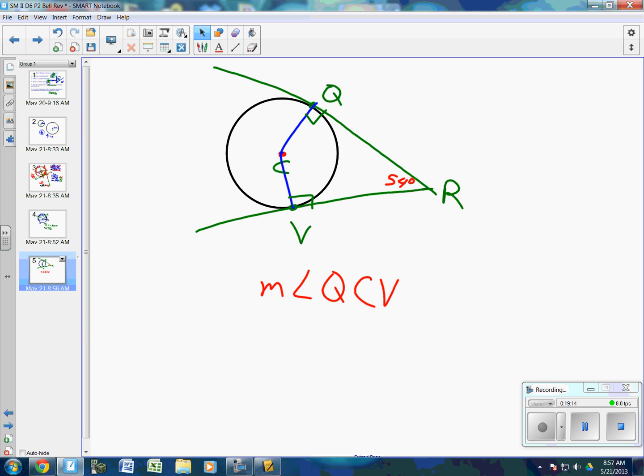Measure of angle QCV. Okay, Braden, what do you think? Oh, okay, I thought you were raising your hand. Okay, Alex, 126. Why? Remember, a circumscribed angle and a central angle are going to be supplementary if they intercept the same arc, right? Which they do. They intercept arc VQ.